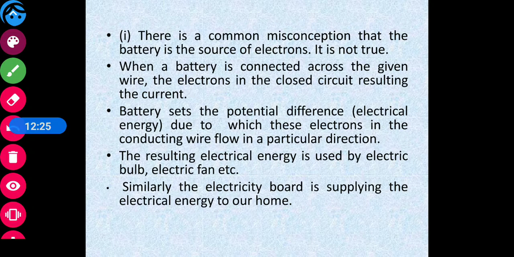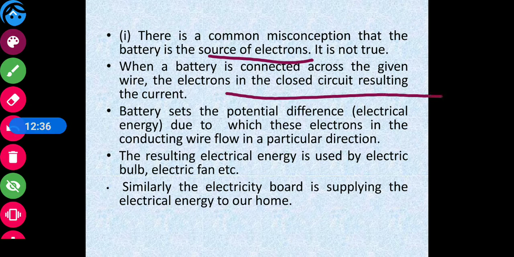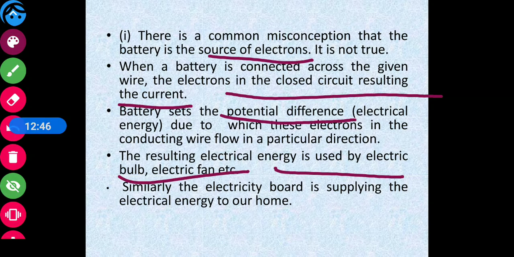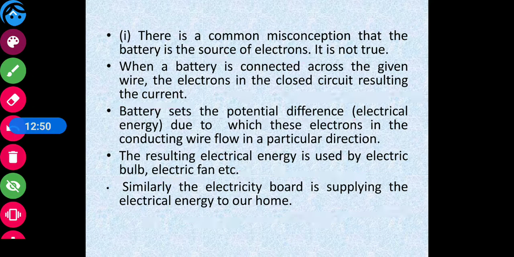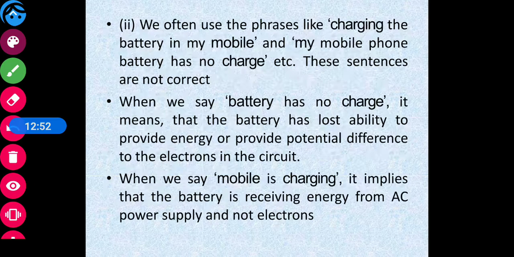There is a common misconception that the battery is the source of electrons. It is not true. When the battery is connected across the given wire, the electrons in the closed circuit result in the current. The battery sets up only a potential difference. It does not create the electrons. The resulting electrical energy is used by the electric bulb, electric fans, and similarly the electricity board supplies electric energy to our homes.